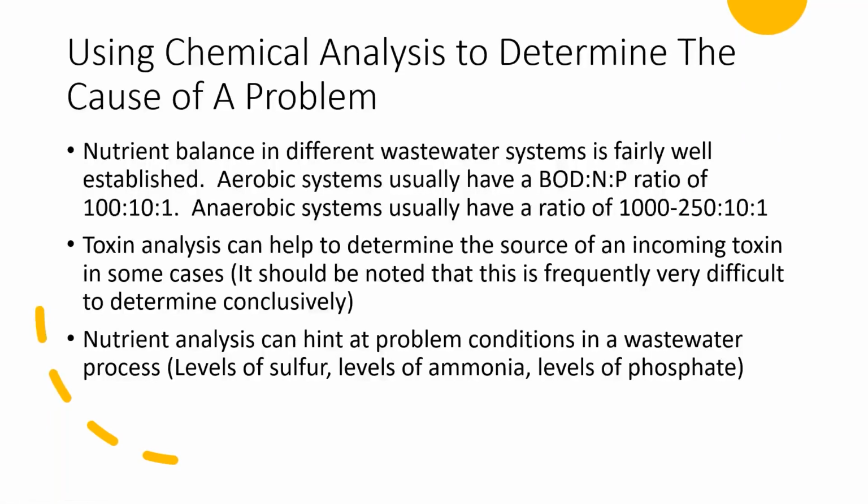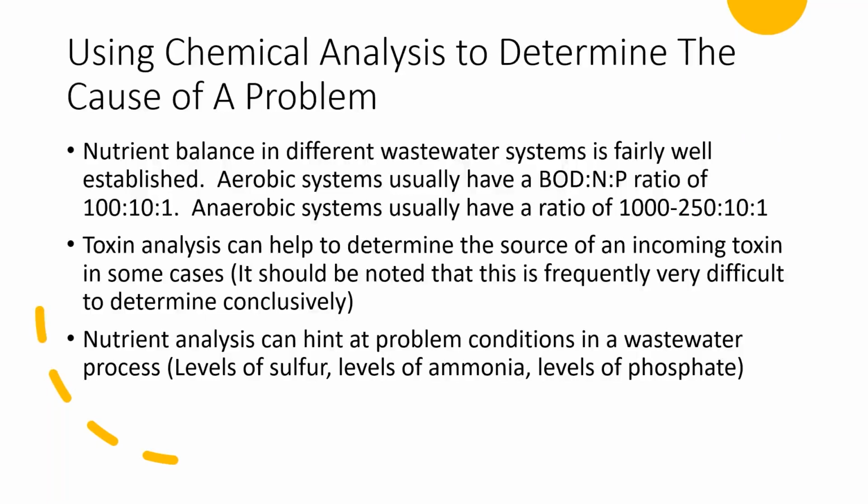But usually people just go with total nitrogen and total phosphorus for simplicity's sake, and try to adjust the ratio of 100 to 1. Now, it could be a little lower or higher, and your plant might still be functioning great, depending on your bacterial population, depending on how much of each of these are active. But if you find you're way out of whack, then you have a pretty good sense of what the problem is being caused. Anaerobic systems are quite a bit different, but I did include a value there for reference.